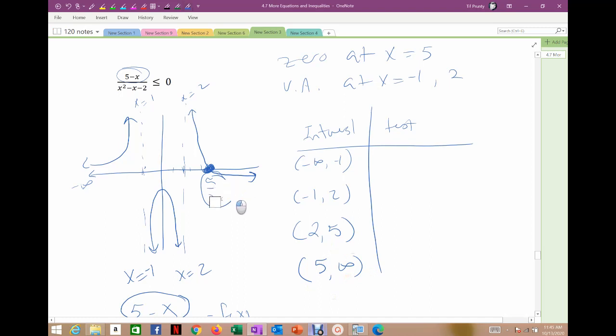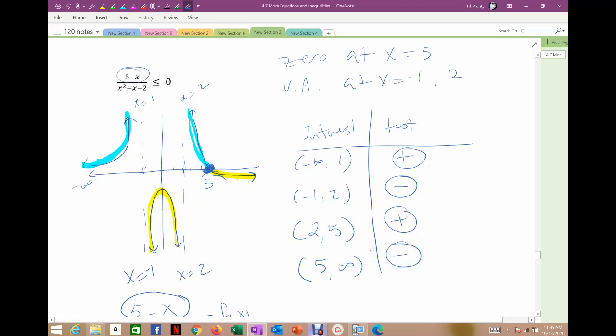Alright, now I test, which again I'm going to do using highlights. I'm going to highlight yellow for below, so this is all below here, and that piece is below. Blue is going to be above, this is above, and this is above. Alright, so there are 2 parts that are above, 2 parts that are below. So from negative infinity to negative 1, that's the blue part, that's positive. Negative 1 to 2, that's negative. 2 to 5, positive. 5 to infinity, negative.